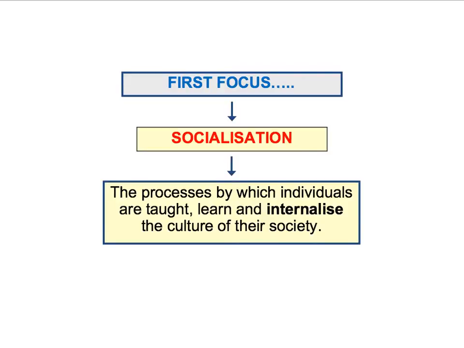So socialisation, we can see here, can be defined as the processes by which individuals are taught, learn and then internalise the culture of their society. So socialisation describes the various ways in which the culture of society is transmitted to its members. In other words, it's about how we learn the norms, values, roles and customs that make up our culture.